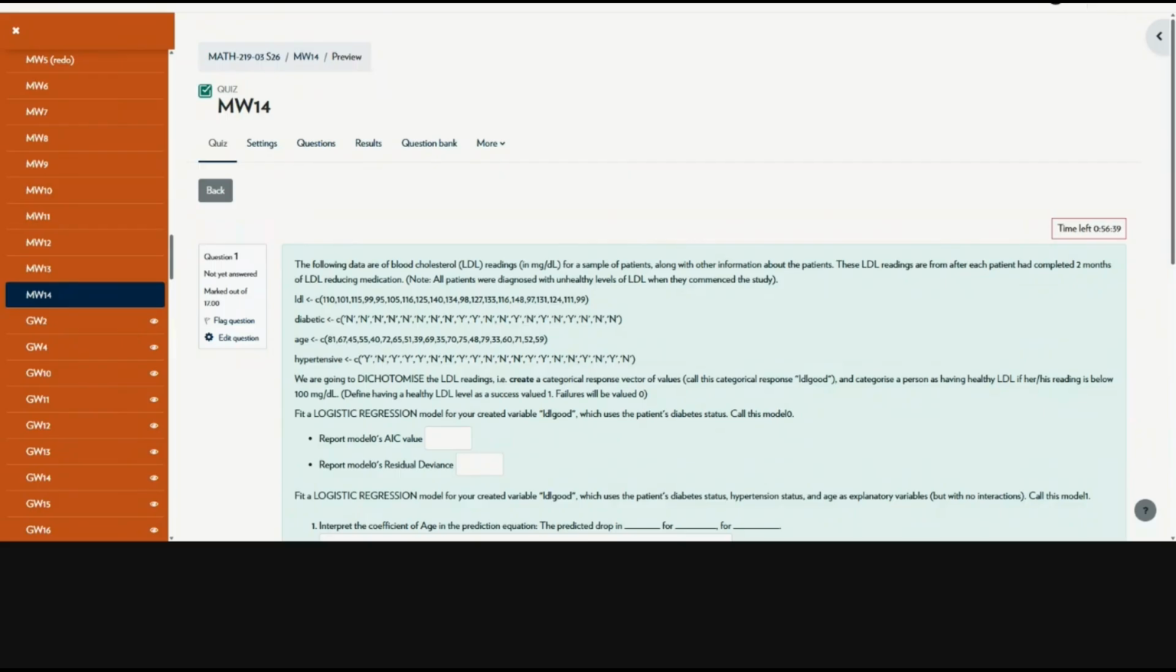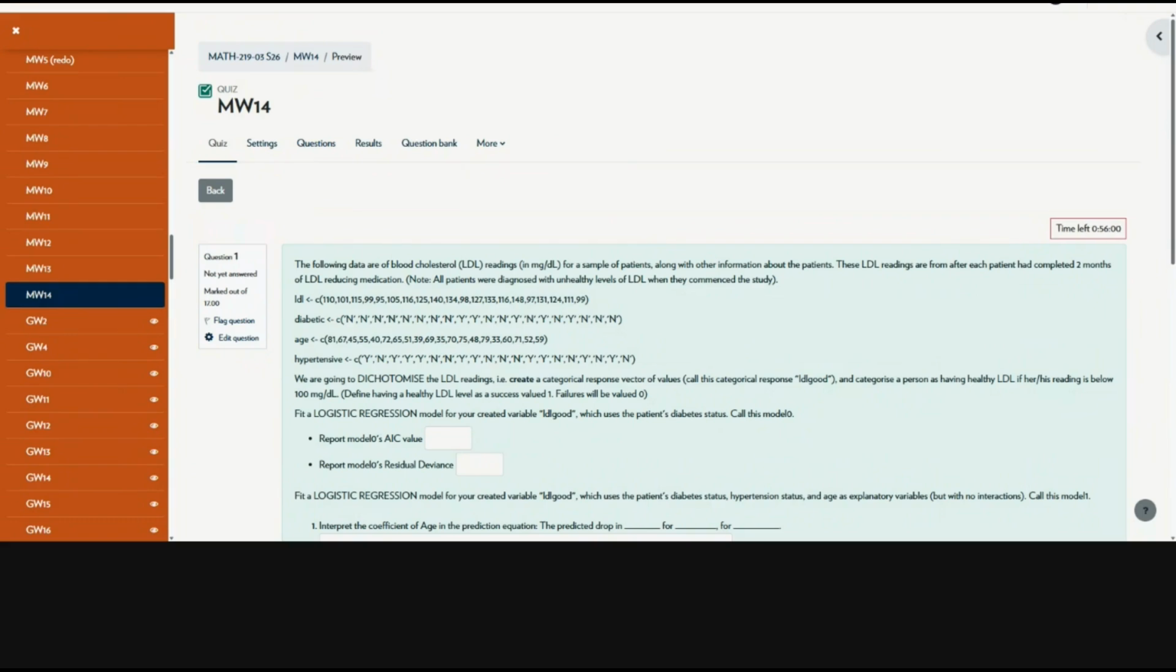Make a new vector. That means you add on to this LDL good, and that will be just zeros or ones depending on the person's LDL response. So if the person's LDL is below 100, then that will be a success, that's healthy. You call that one. You understand what I'm trying to say? That's what I mean by dichotomizing. So you make a new categorical vector called LDL good, which is one or zero depending on the person's LDL reading. If the person's LDL reading is below 100, then that person has a healthy LDL that's stable. Is that okay? That's what I mean.